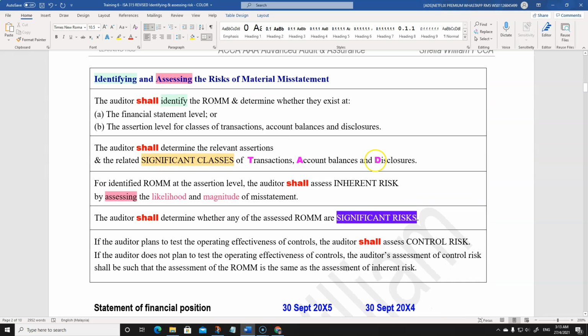Moving on. So here the standard uses two words, identify. Identify is just to identify. The word just says identify, to find something. Then you've got this word assess.